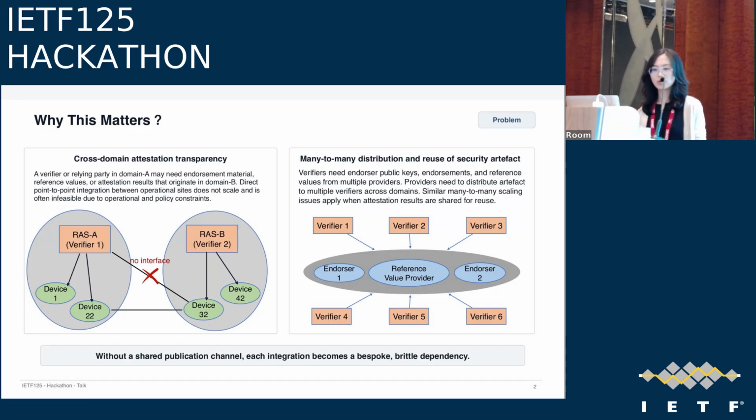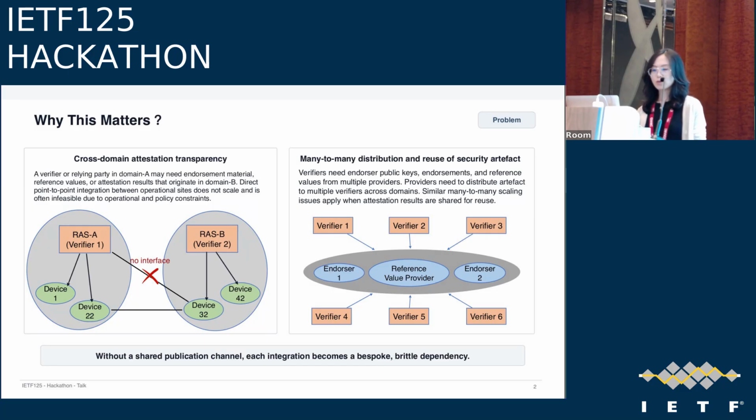The first problem is cross-domain attestation transparency, meaning that one domain may need attestation artifacts such as endorsements from another domain. And the second problem is that many verifiers may need multiple endorsements from different providers, and similarly, different providers may need to distribute those endorsements or reference values to multiple verifiers.